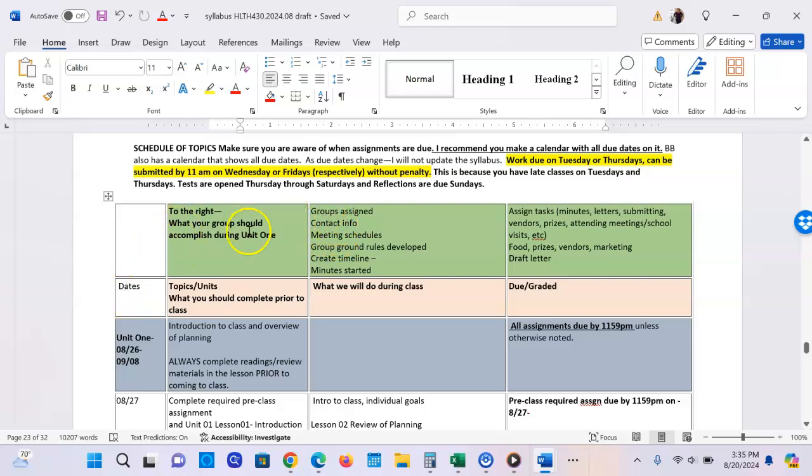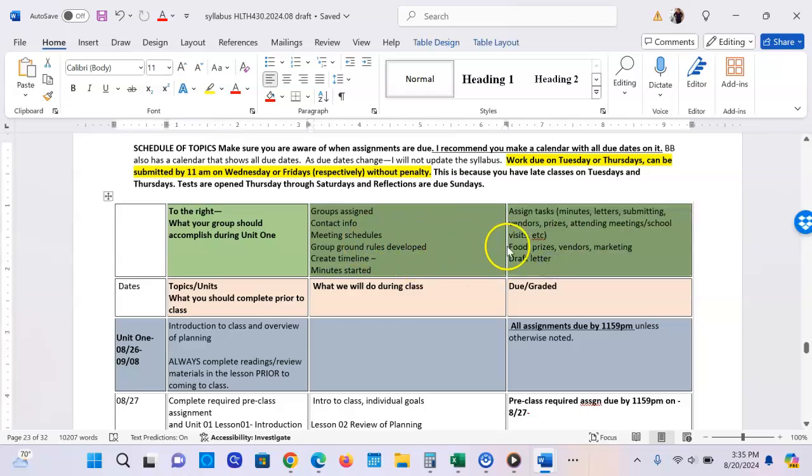So we have in the first column in this list what the days are, and then this green section at the top tells you what your group should be accomplishing during this unit. So all of these things need to be accomplished in Unit 1. Then we have the topics and units. This column tells you what you need to do prior to coming to class. If there's things here that you need to do and you do not do them, coming to class will really be a waste of your time because you will not be able to participate in what we're doing.